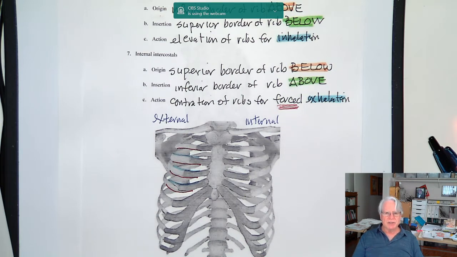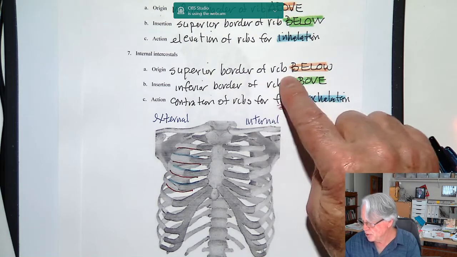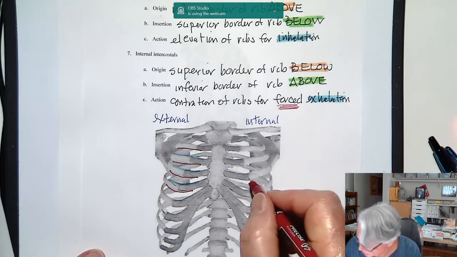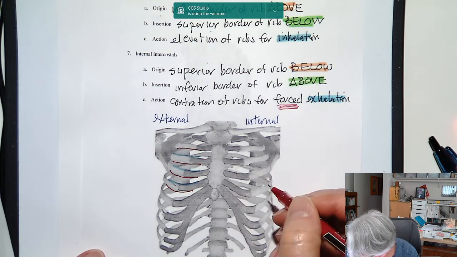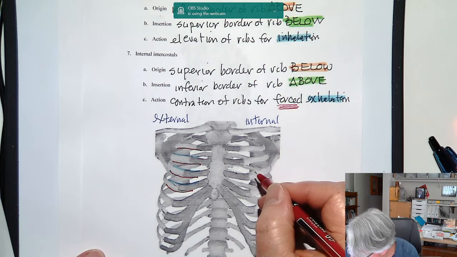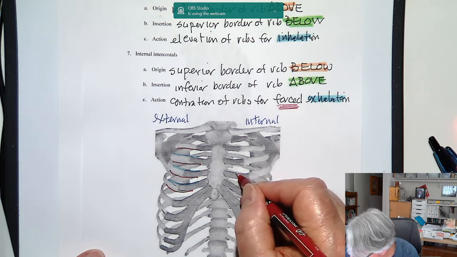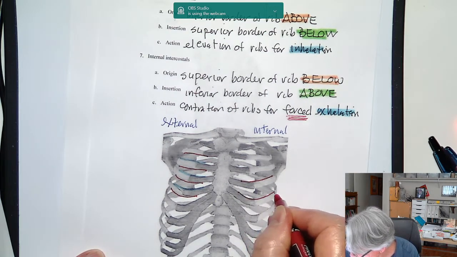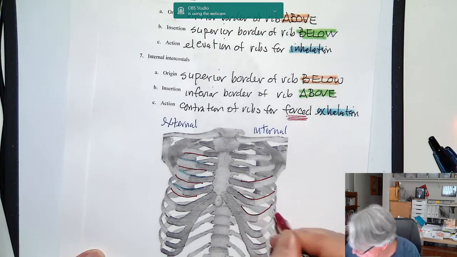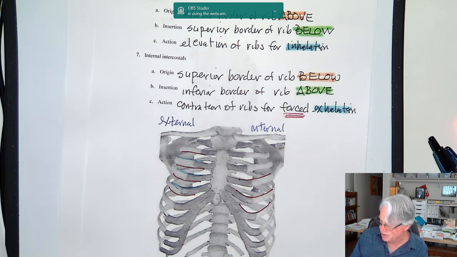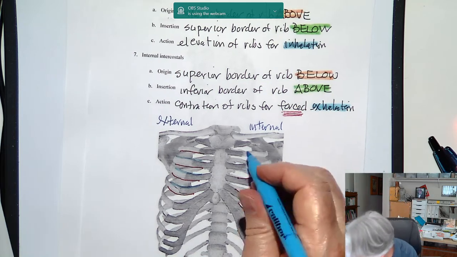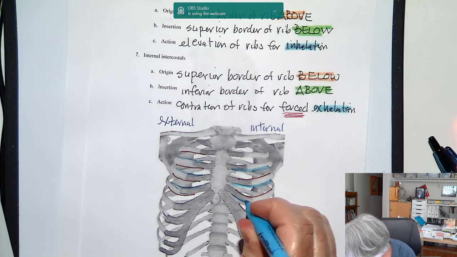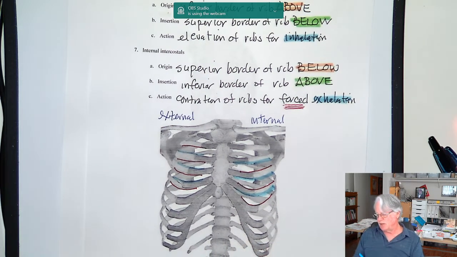Let's do the internals now. The superior border of the rib below. Here is the superior border. Okay. Superior border of the rib below. So here is the rib below and superior border, and superior border. And then the inferior border of the rib above. So that would be here, and here, and here. And we get this flipped.